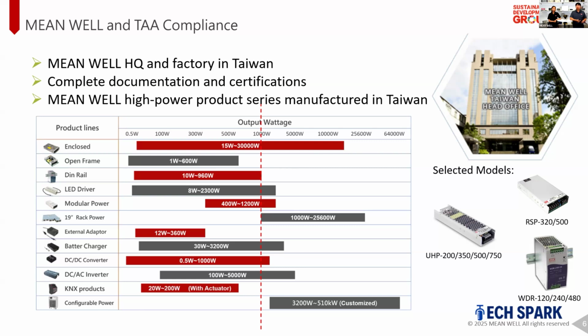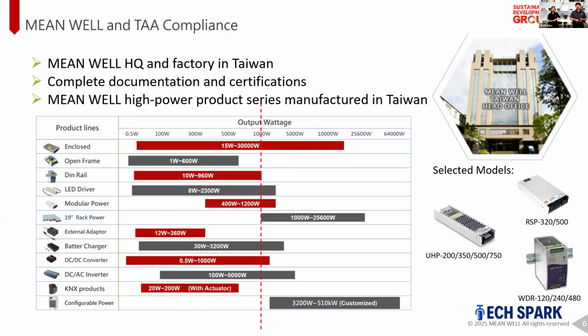So Meanwhile, we do have factories in China as well. So the products we make in China cannot be used for these TAA compliance bids or contracts. However, for our products made in Taiwan, we can safely say that they meet the TAA criteria, as long as our customer ensures that the products they're buying from us are coming from Taiwan, and then we can provide the certificate of origin.